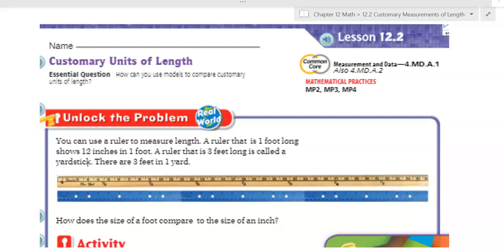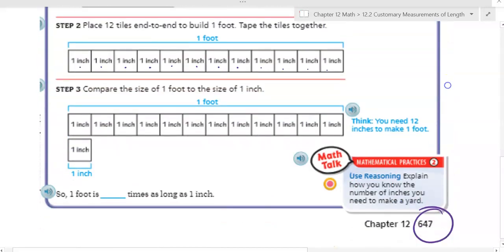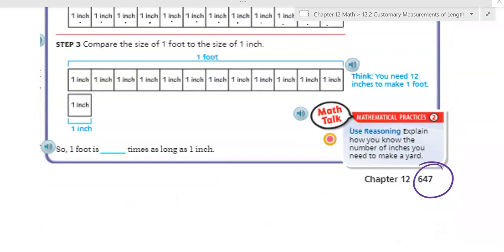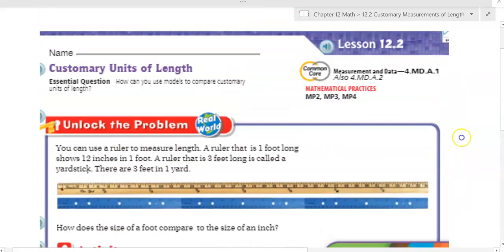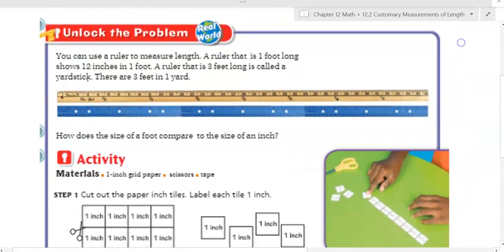Welcome to lesson 12.2. Please open your math books and turn to page 647. We're going to start with Unlock the Problem. Now, the Unlock the Problem today is a little bit different. It's supposed to be an activity, but since we're not all together, we're just going to have to do it digitally. So, the Unlock the Problem says you can use a ruler to measure length.